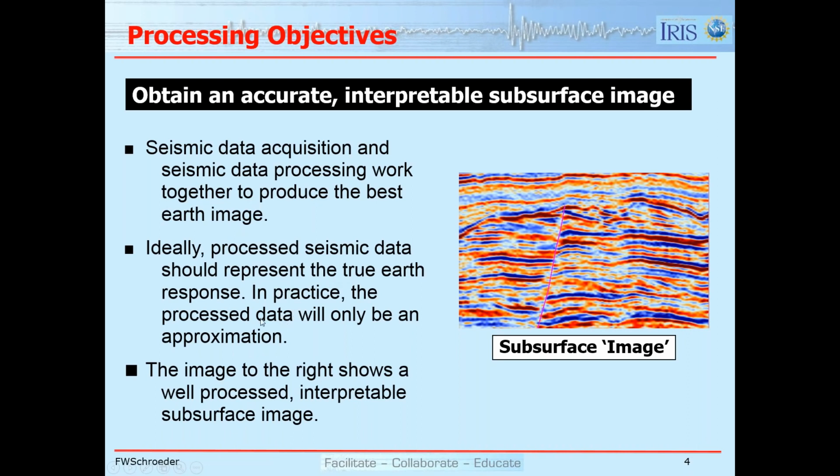In practice, even the best processed seismic data is only an approximation of what that real Earth response or structure is. The image I show here on the right is a reasonably well processed section from a seismic 3D volume. We have a fault here, and there's a major unconformity that runs across the section through here. And so the bands of blues and whites and reds and oranges are telling me something about how the rocks are layered in this part of the world.